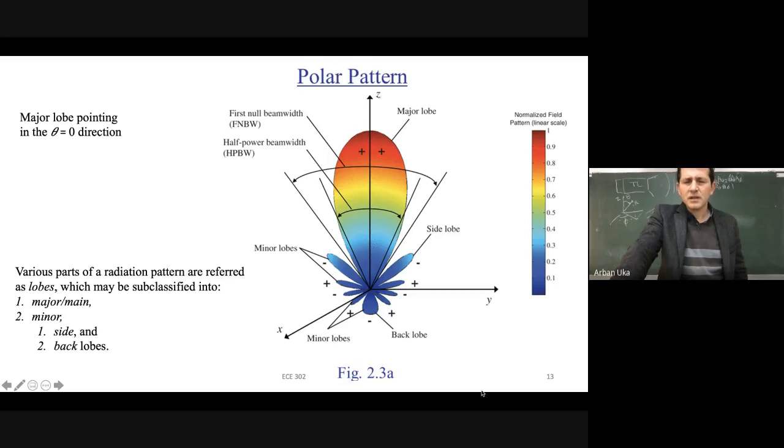And these beam widths are measured in radians or degrees. So this is the angle, and we'll give these numbers in radians or degrees. We have the major lobes, we have some minor lobes, and any lobe which is not a major one is called a minor lobe. Now these minor lobes include the side lobes and also the back lobes. Now the back lobe, as you can see from the figure, is always in the opposite direction with respect to the major lobe.